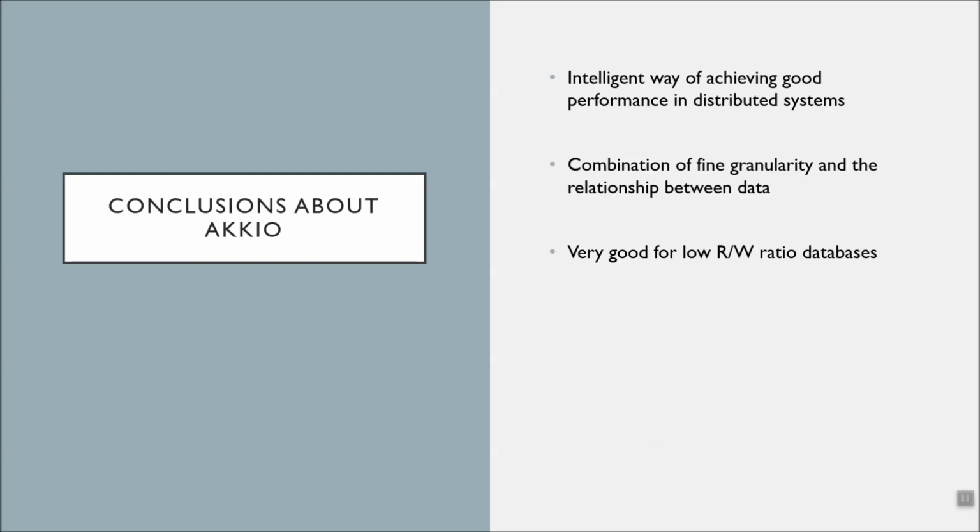Now, to conclude this, we believe that Accio is an intelligent way of achieving good performance when dealing with large datasets that are spread across many data centers by combining the fine granularity of the shards with the relationship between the data they hold. We believe it is a very interesting solution to the problem of distributed low read-write ratio databases.